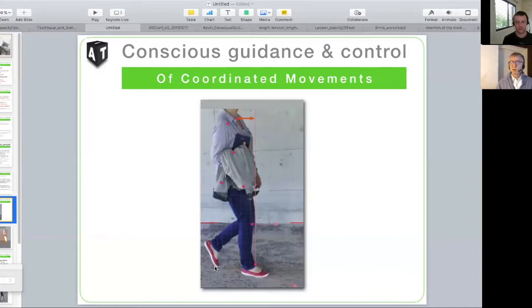Because when you see a picture like this, well, I don't know what people will say to themselves, but I know what Alexander would say. I know because Alexander has written about it.